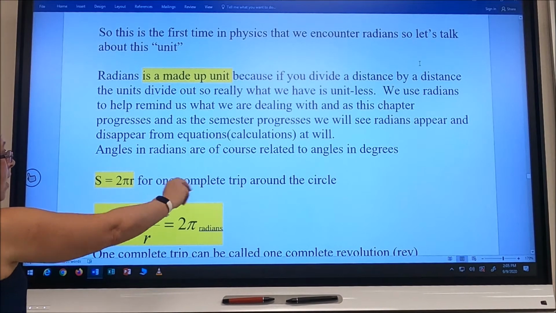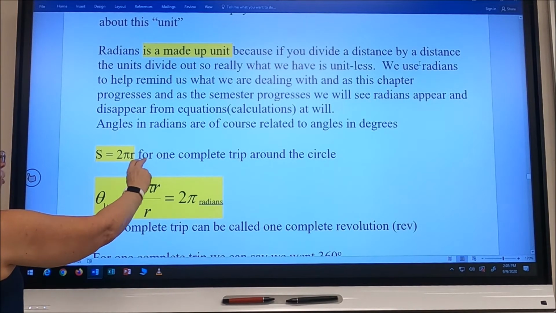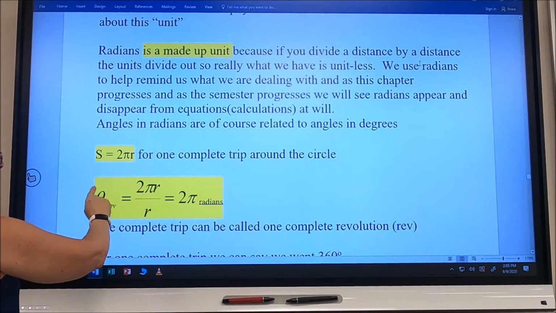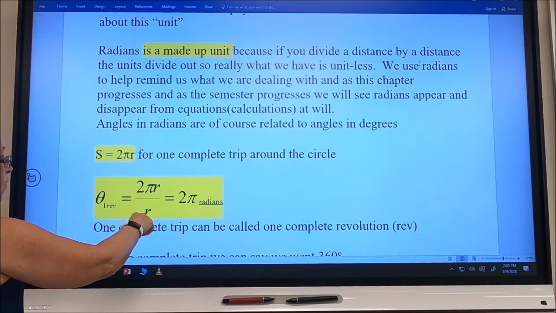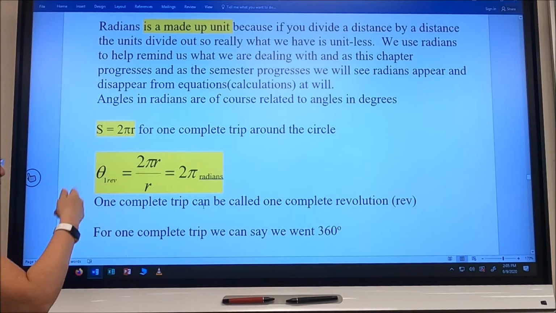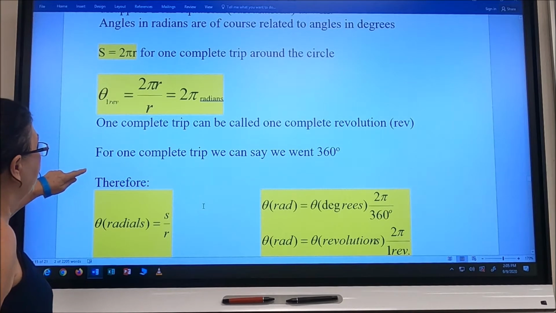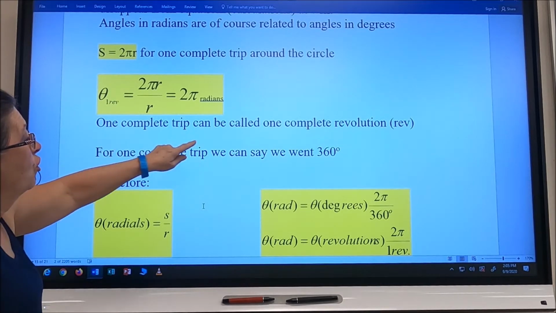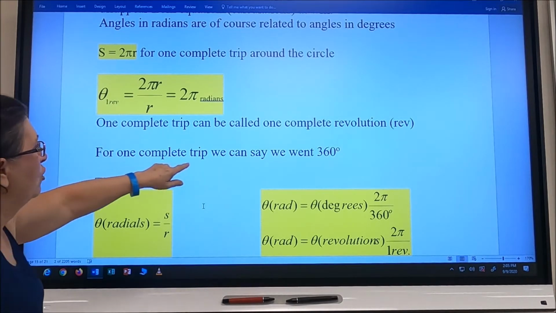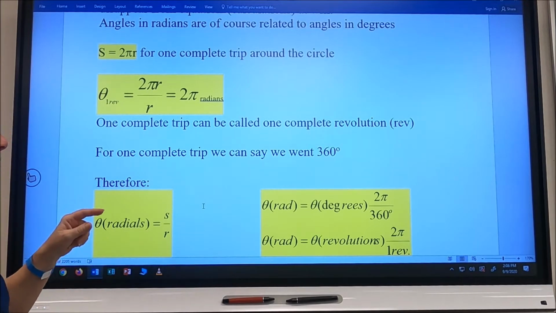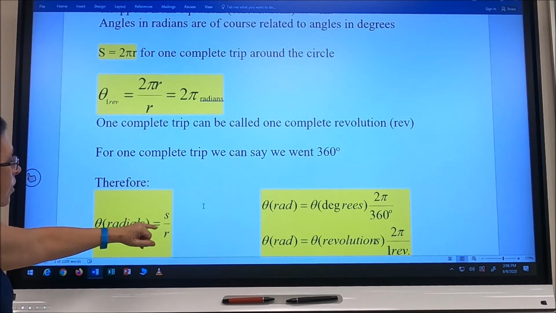So if we think about one complete trip around the circle, S, the arc length for that, is equal to 2 pi r. So one revolution, one complete trip around the circle, is equal to 2 pi r over r, or 2 pi radians. So one complete revolution is 2 pi radians. Let's look at some relationships here. We know that one complete trip around the circle can be called a revolution. One complete trip around the circle constitutes 360 degrees. So here's some things to remember. Our angle in radians is equal to S divided by R.